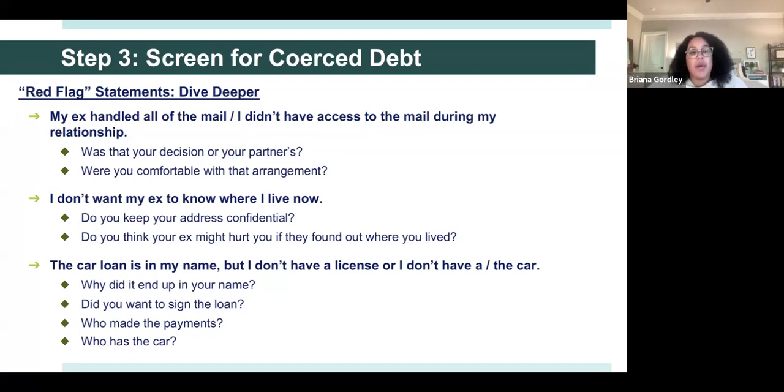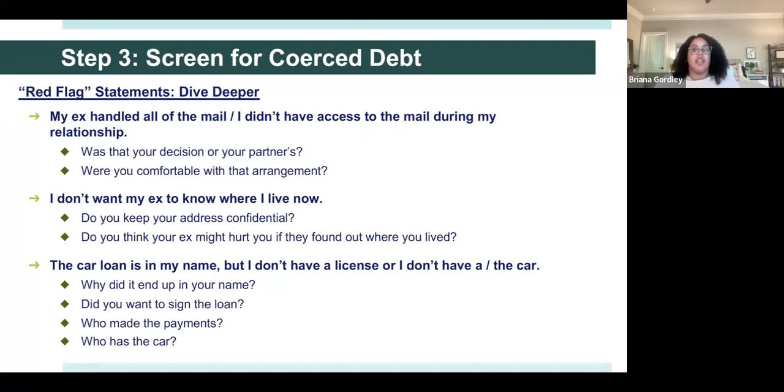Moving on to, "I don't want my ex to know where I live now." Asking questions such as, well, do you keep your address confidential? Or do you think your ex might hurt you if they found out where you lived? Now, asking this question will simply depend on what provision of services you're offering a survivor. So if you're a shelter advocate, you know that a survivor has come to you because their address is no longer safe. So this may not be something that you'll necessarily be asking.